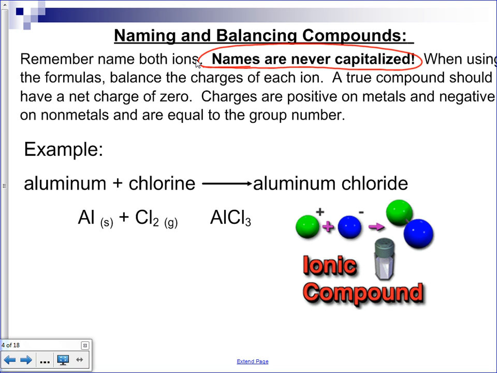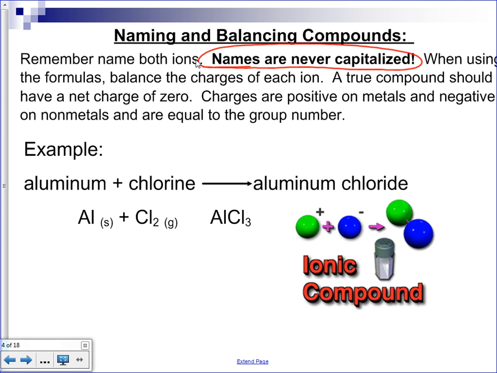Okay. All right. So when we're using formulas, obviously we balance the charges. That's what we just did. We showed the swap and drop. Okay, that's why we do it, so the charges are balanced. A true compound should have a net charge of 0. Charges are positive on metals, negative on nonmetals, and they're equal to the group number. I mean, we can remember that, except that we made it easy on this, and they actually have their real charges listed in the boxes, okay, which is also nice.